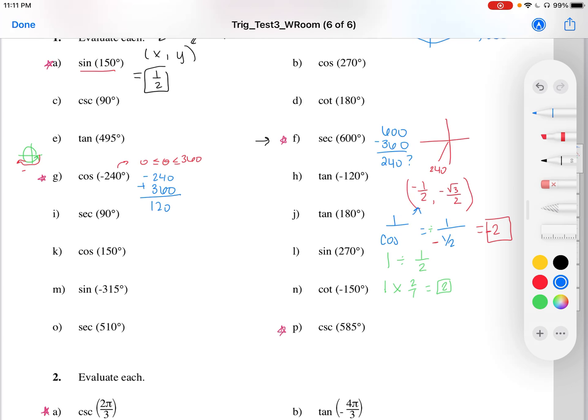So you look at the unit circle, look for the number 120. It's that first little tick mark right here. And that's a coordinate point, negative 1/2 and square root of 3 over 2. So we want cosine of negative 240, which is the same as cosine of 120. So cosine at 120 is negative 1/2. Our answer is negative 1/2.